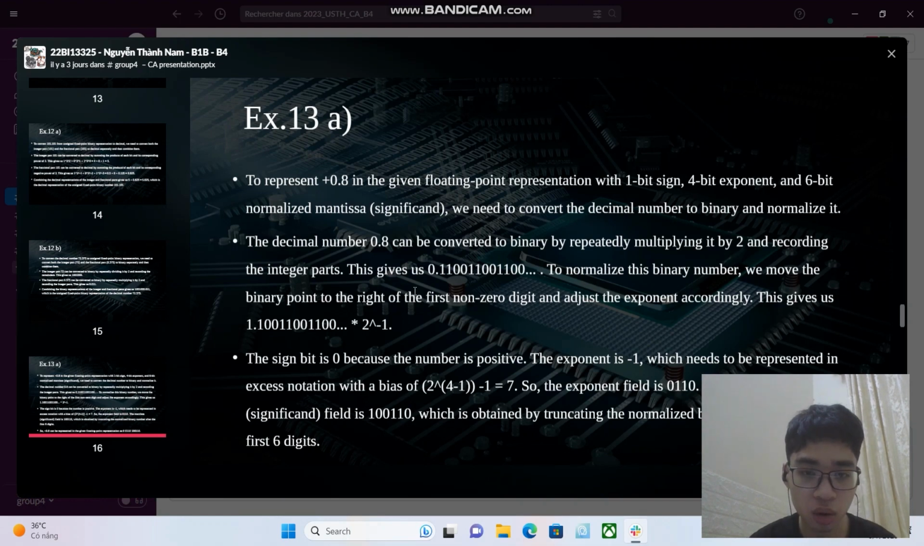The sign bit is 0 because the number is positive. The exponent is negative 1. We need to represent it in excess notation with a bias of 2 to the power 4 minus 1, minus 1, equals 7. So the exponent field is 0, 1, 1, 0. The mantissa field is 1, 0, 0, 1, 1, 0, which is obtained by truncating the normalized binary number after the first 6 digits.